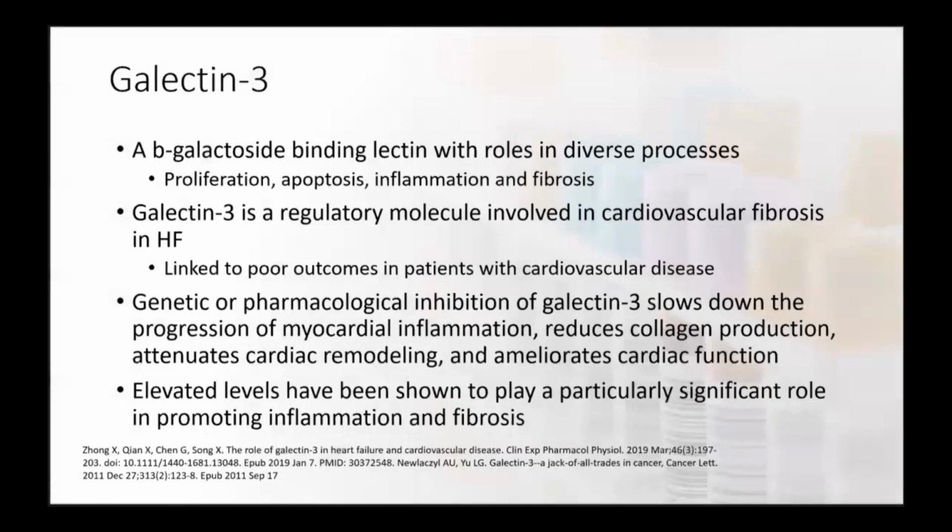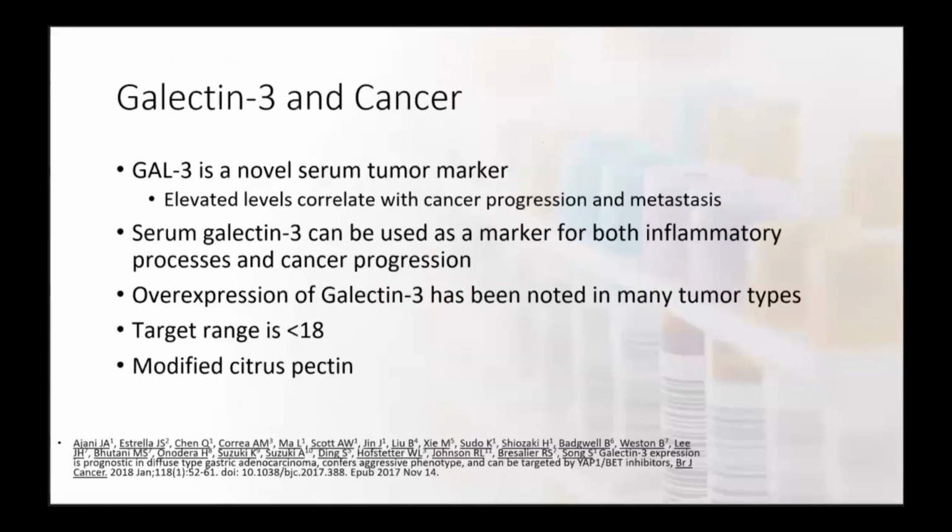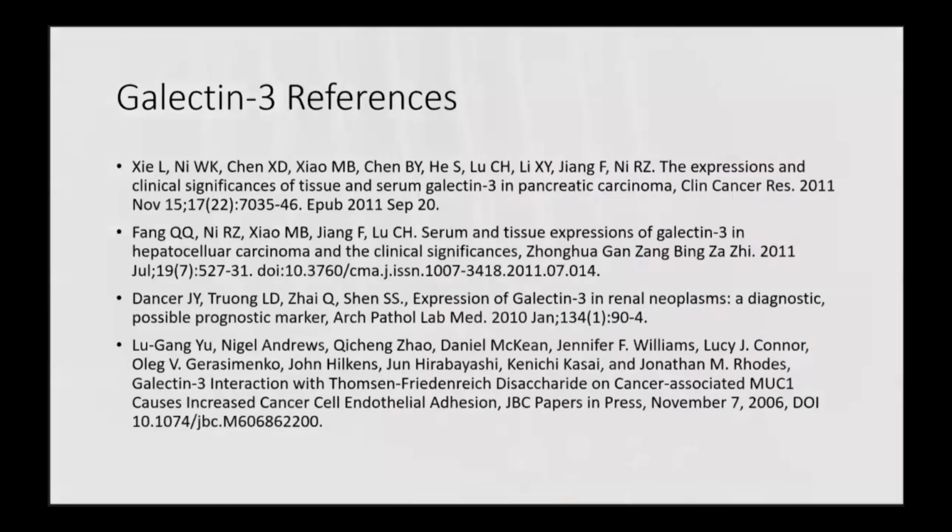So platelets. Transforming growth factor beta is a really important marker, and you can get this test run. Galectin-3, easy to get also. Linked to poor outcomes in cardiovascular disease. Right? Proliferation, apoptosis, inflammation, fibrosis. Elevated levels, particularly a big role in promoting inflammation and fibrosis. Serum tumor marker. Target range less than 18. And one of the best treatments, modified citrus pectin, MCP. Great for galectin-3. It can lower galectin-3 levels and protect people from cardiovascular disease and also from cancer progression.